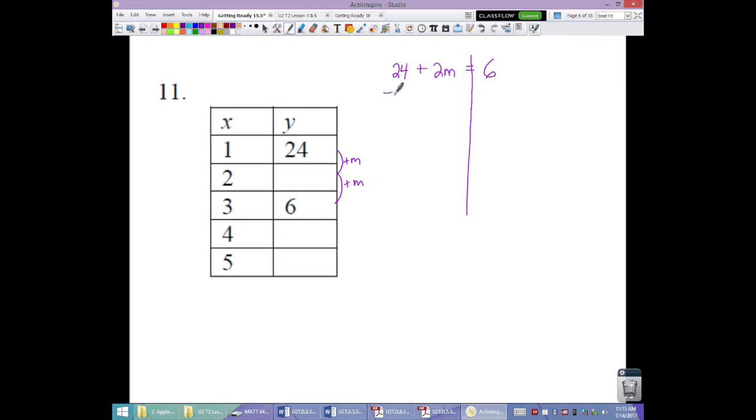Solving this little equation, subtract 24 on both sides. So 2m is equal to negative 18. Divide both sides by 2. m is negative 9. So our common difference is negative 9. 24 minus 9 is 15. 15 minus 9 is 6. 6 minus 9 is negative 3. Negative 3 minus 9 is negative 12.